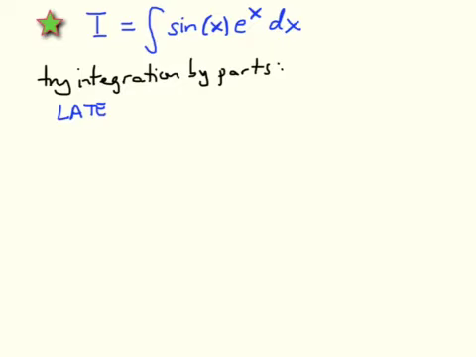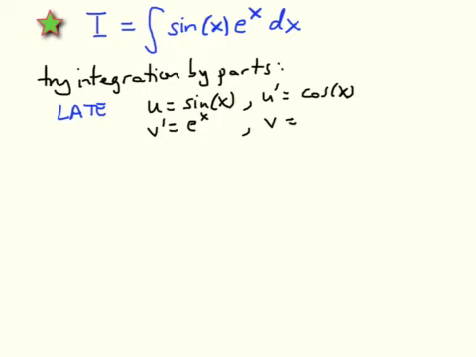So following that, we decide, since T comes before E in LATE, that we will differentiate sine of x and we will integrate e to the x. So we're going to say that u, the function we're going to differentiate, is sine of x. v prime, the function which we are going to integrate, is e to the x, and therefore u prime, the derivative, is the cosine of x. And v, the integral of e to the x, is of course just e to the x itself.